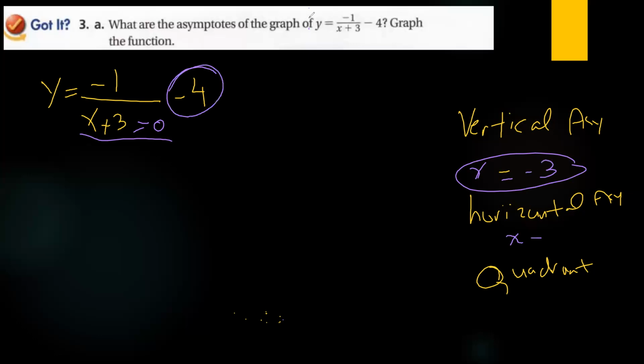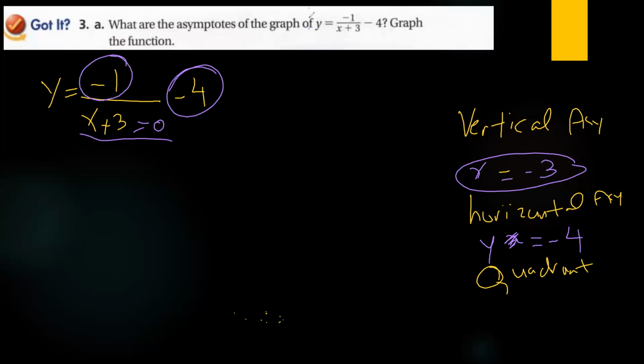Now from the equation, look at the vertical asymptote. Where is the vertical asymptote? At x equals what? -3. Good job. Here, you have to find the zero of it. So at x equals -3, this is the vertical asymptote. Now, where is the horizontal asymptote? At y equals -4. Good job.